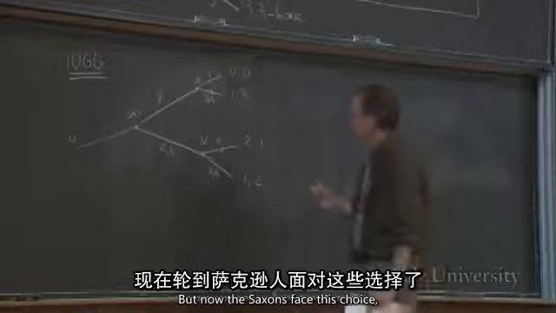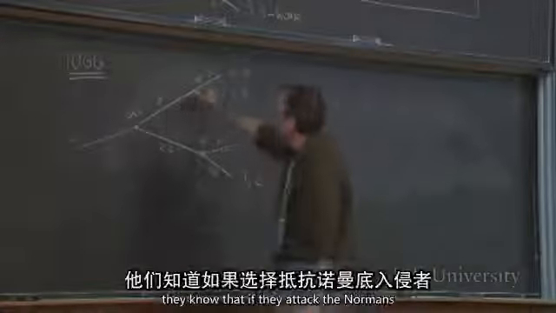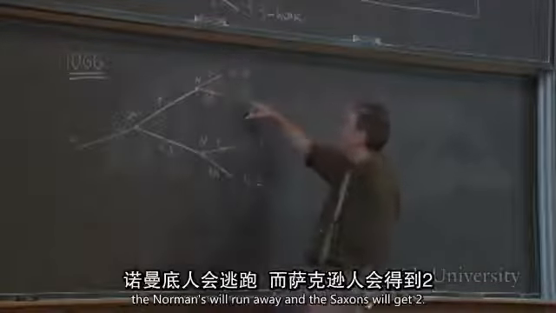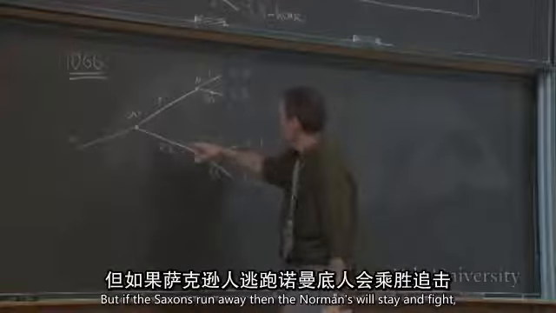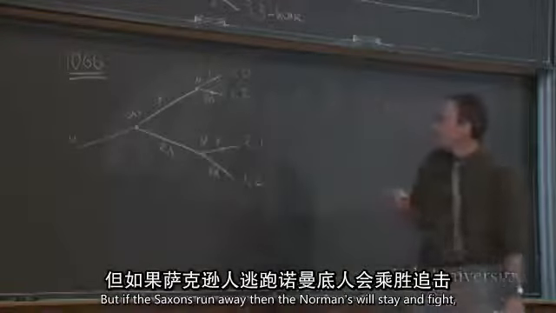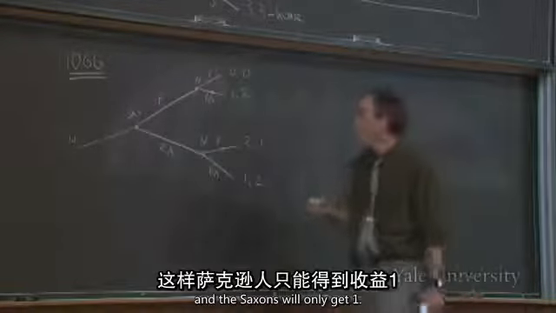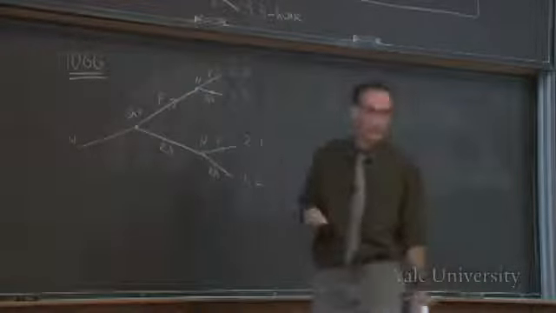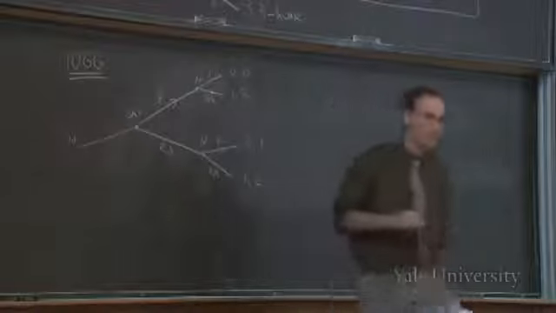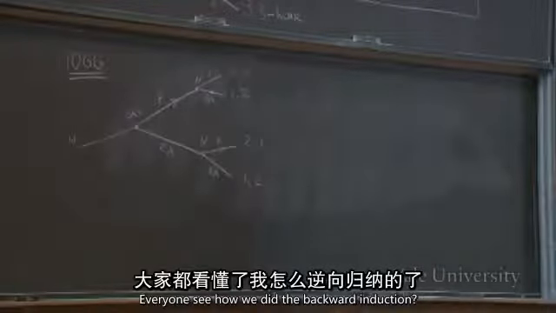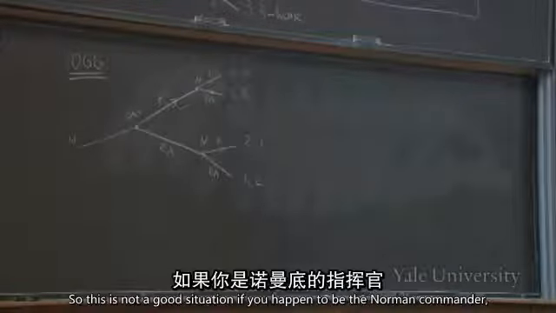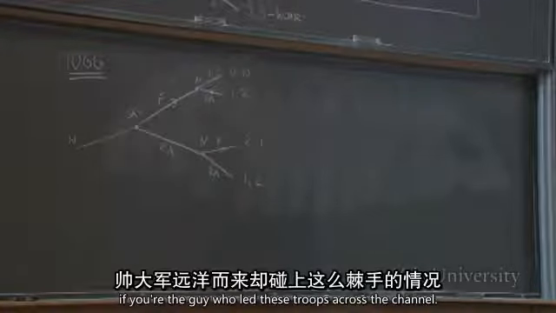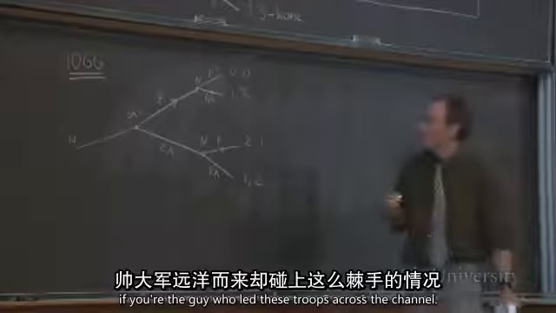But now the Saxons face this choice. They know that if they attack the Normans will run away and the Saxons will get 2. But if the Saxons run away, then the Normans will stay and fight, and the Saxons will only get 1. So the Saxons are going to end up fighting. All right? Everyone see how we did the backward induction? So this is not a good situation if you happen to be the Norman commander, if you're the guy who led these troops across the Channel.